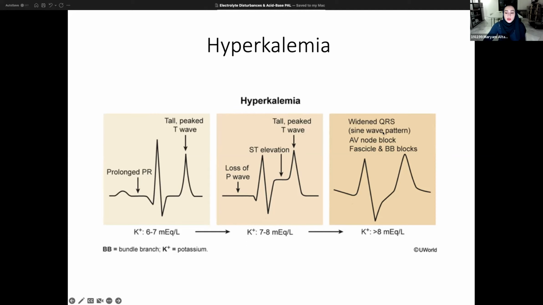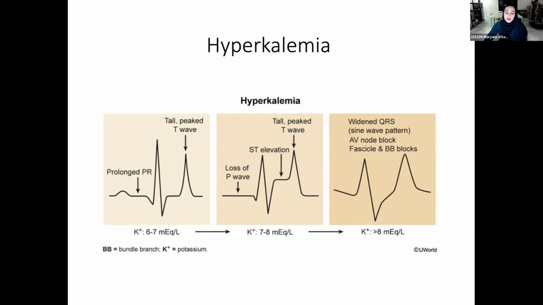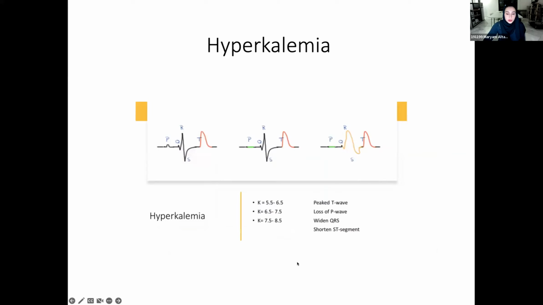You can also have blocks of the heart. Remember how in the picture from Amboss, it said you can have bradycardia, you can have AV nodal block. Essentially, you're losing the ability of the myocardium to contract properly because the potassium is so high. So that electrical balance is completely thrown off, okay?